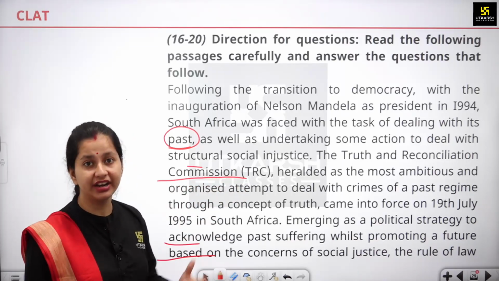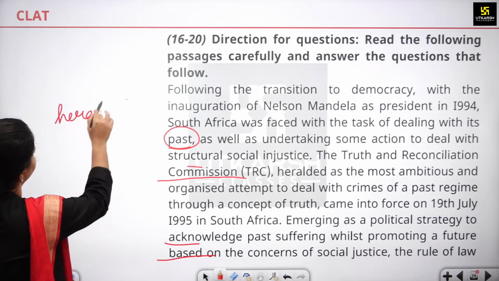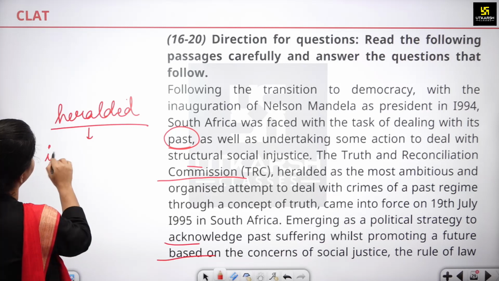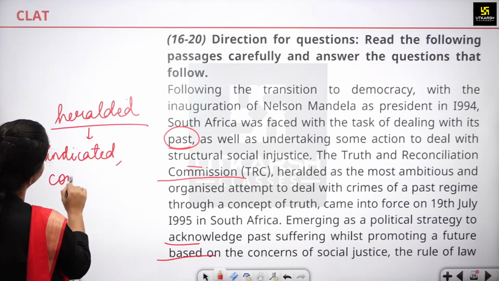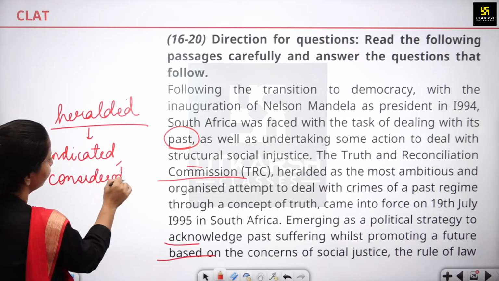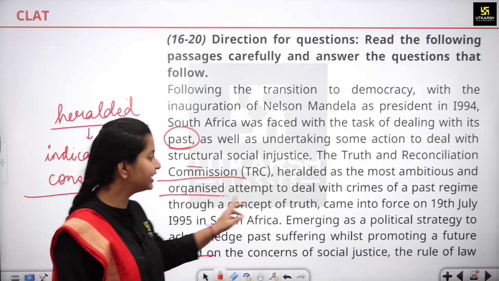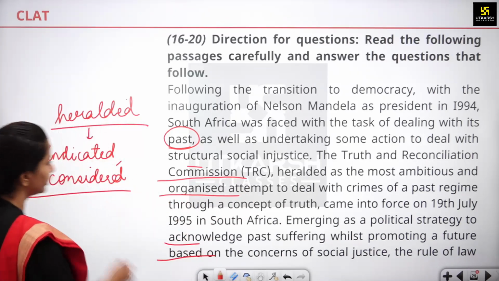That was heralded. Heralded means indicated, considered as the most ambitious and great and organized attempt to deal with the crimes of the past regime. Regime means past authority.